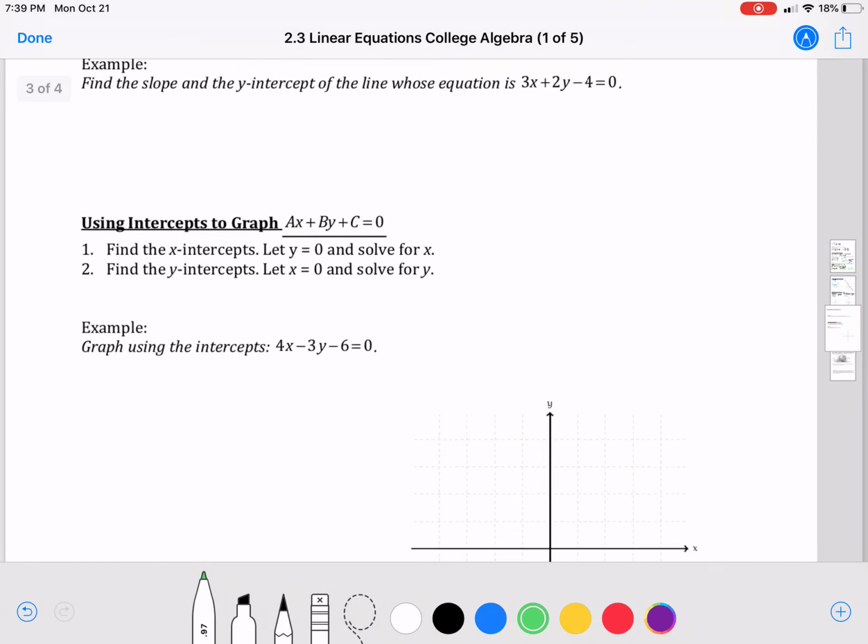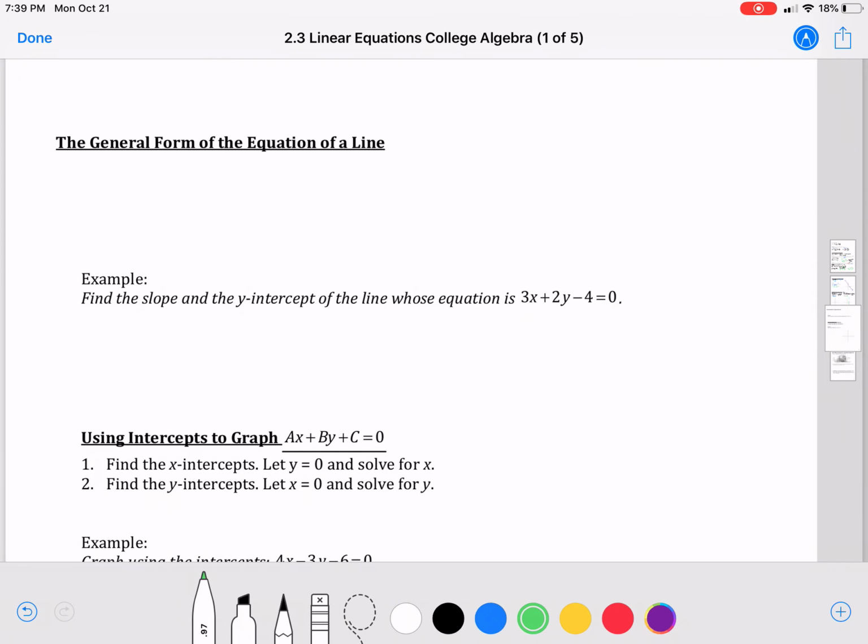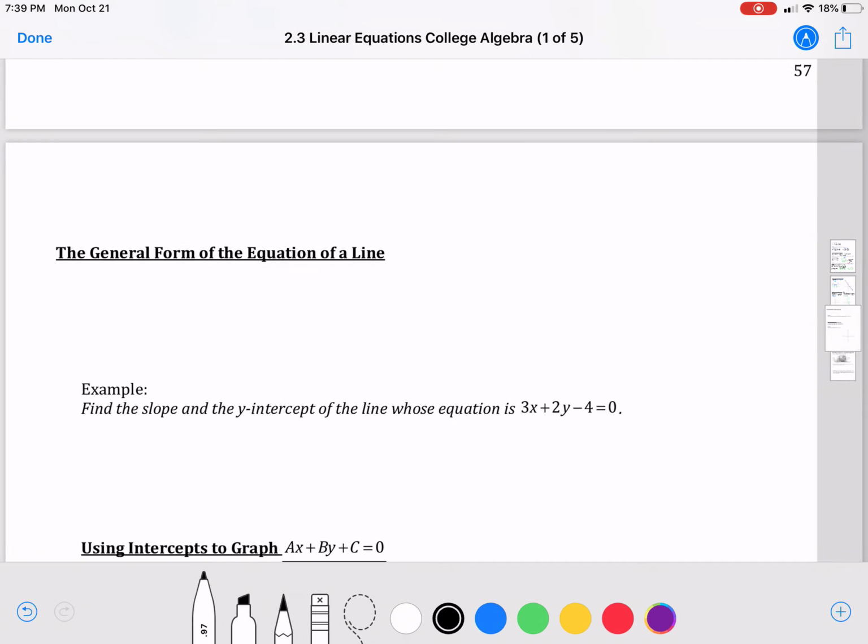All right, page 3. So normally our third method of a linear equation is standard form, where we had ax plus by equals c. I'm going to write that up here.